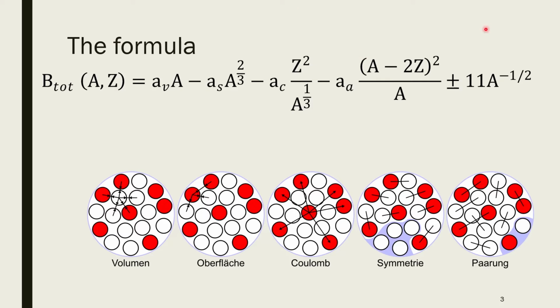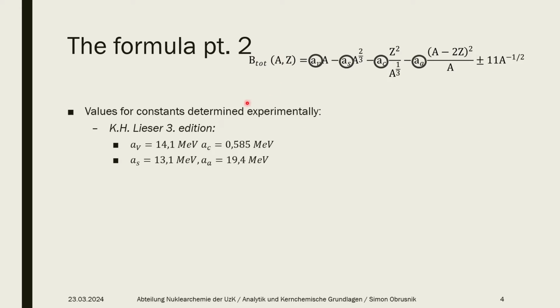Okay, so this is what the formula looks like. It can be divided into 5 different parts. For example, we have the volume term, the surface term, the Coulomb term, the symmetry term, and the pairing term. And for all of these, you need constants. And if you look at the Karl-Heinrich Lisa, you will find these values for these constants.